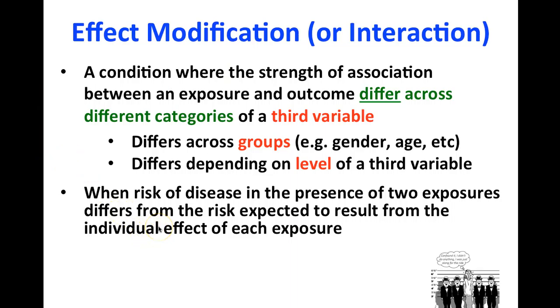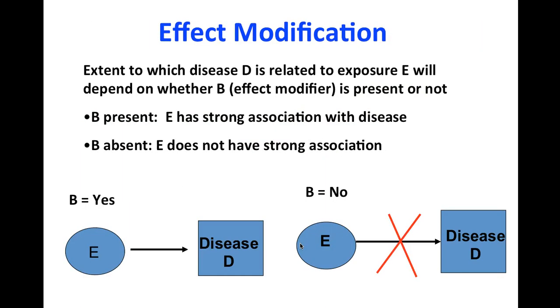When the risk of disease in the presence of two exposures differs from the risk expected to result from the individual effect of an exposure. That's another way of saying it. I think there are other ways to learn it, but we wrote that down. We write different ways to understand it down, and eventually people will figure out which way is best for them to understand it. So here's an illustration of exactly what I mean, which should help.